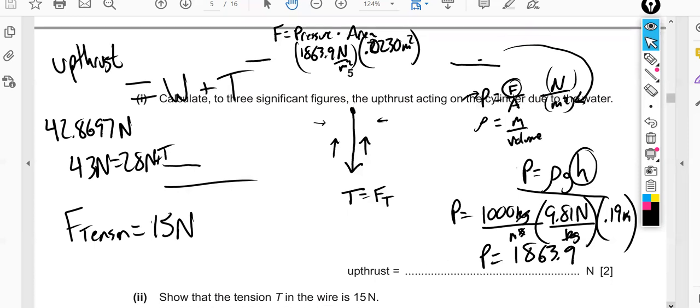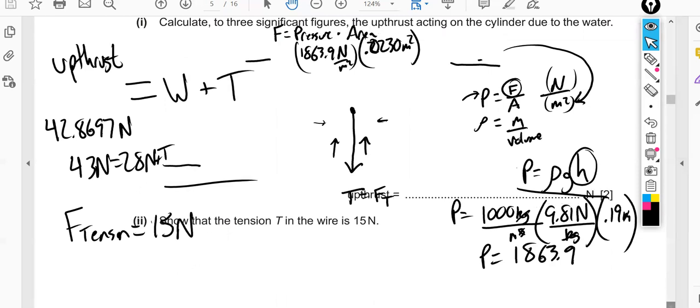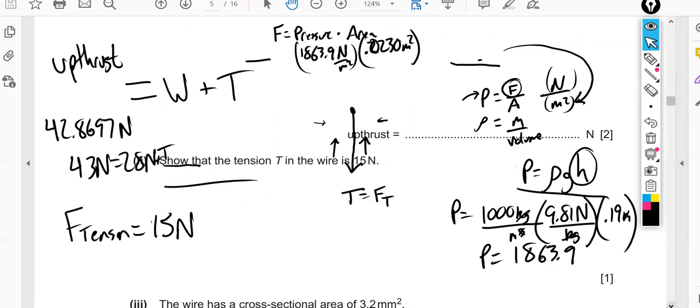And it says show that the tension is 15. So that's nice. We just said we're going to calculate the tension, and it leads to the answer they suggest it should be. So that builds your confidence that we're on the right track with that.